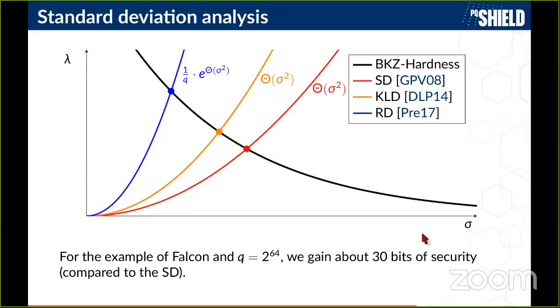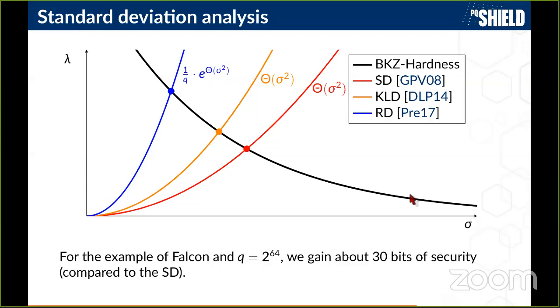Remember I said before that you have two conflicting conditions. The black curve represents the condition that the larger sigma becomes, the easier it becomes for an adversary to solve the problem. For that, he only needs to embed the problem as a lattice problem and run BKZ on it. So it becomes easier and easier. That's the first condition on sigma.